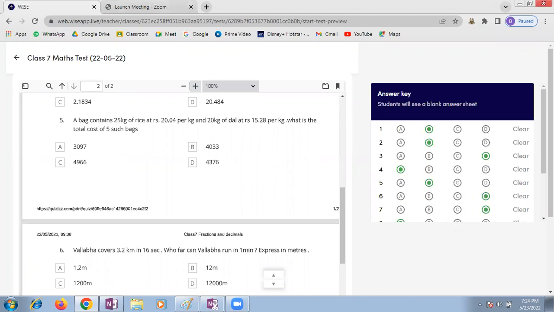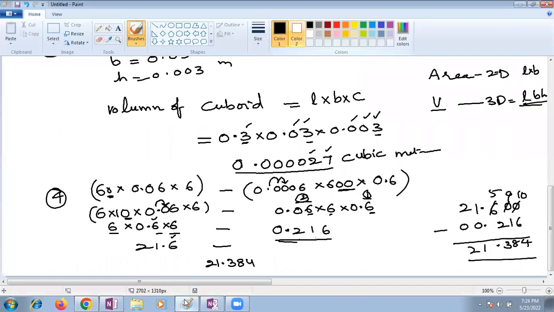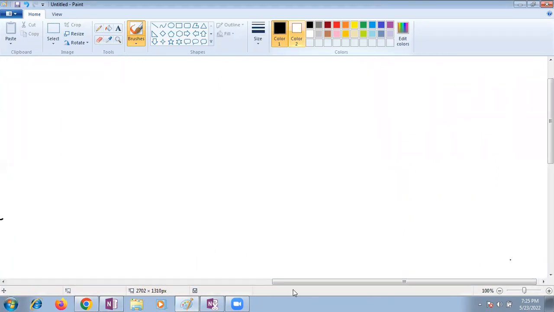How many of you did the 5th question correctly? Ma'am, I did. Very good. Rishikesh, who are doing it, really appreciate because a lot of understanding is needed in this question. One bag you are supposed to find out first, then you need to find out for 5 bags, or else you can frame an equation here, children. How can you frame an arithmetic equation? There are 25 kgs of rice at rupees 20.04, and there are 20. Let me frame an arithmetic equation so that you can understand in future also.